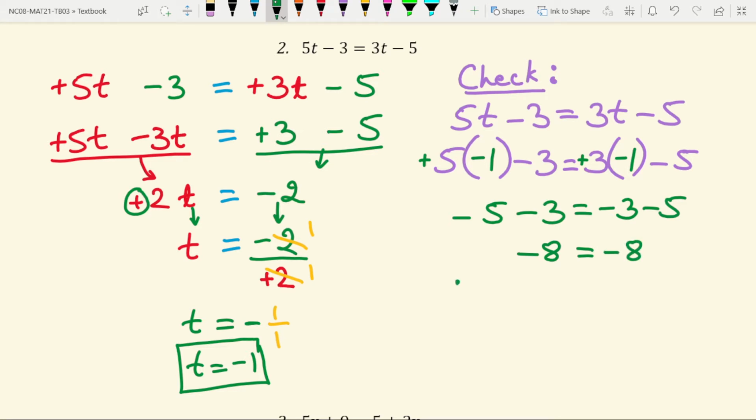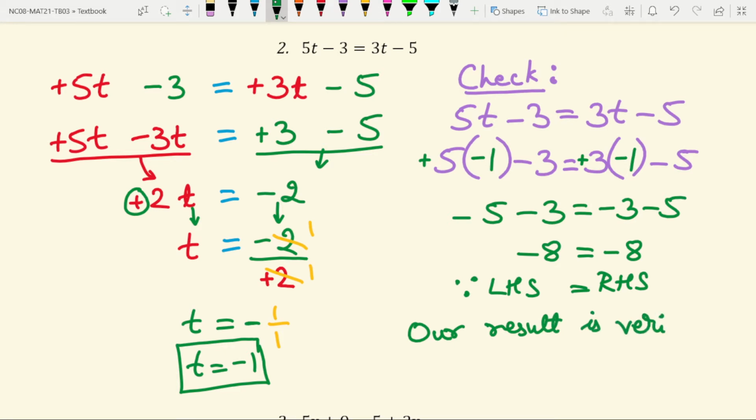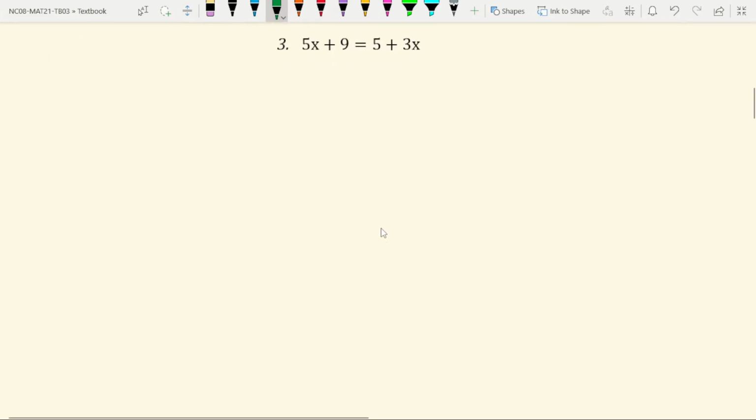Because LHS is equal to RHS, our result is verified. So our answer is right, because LHS is equal to RHS. Our result is correct. Let us solve the next question now.